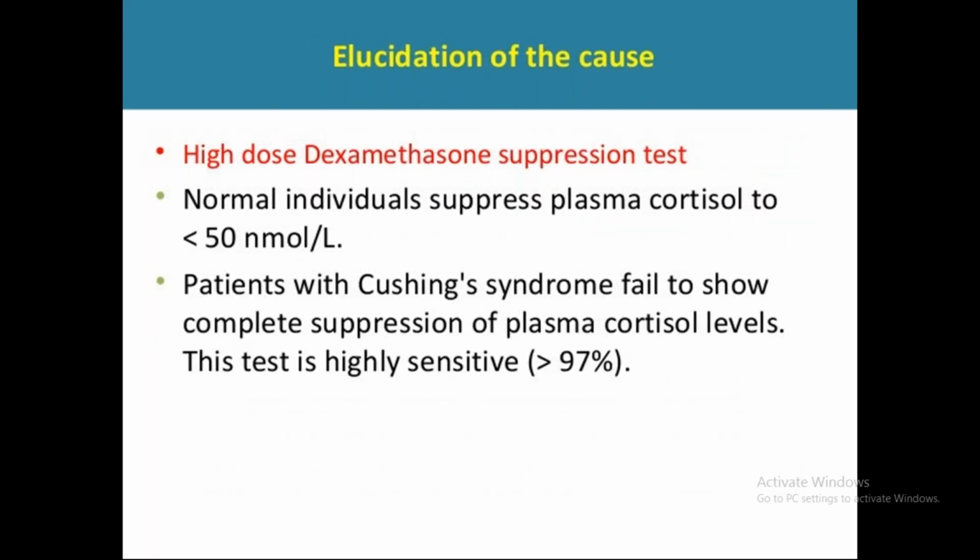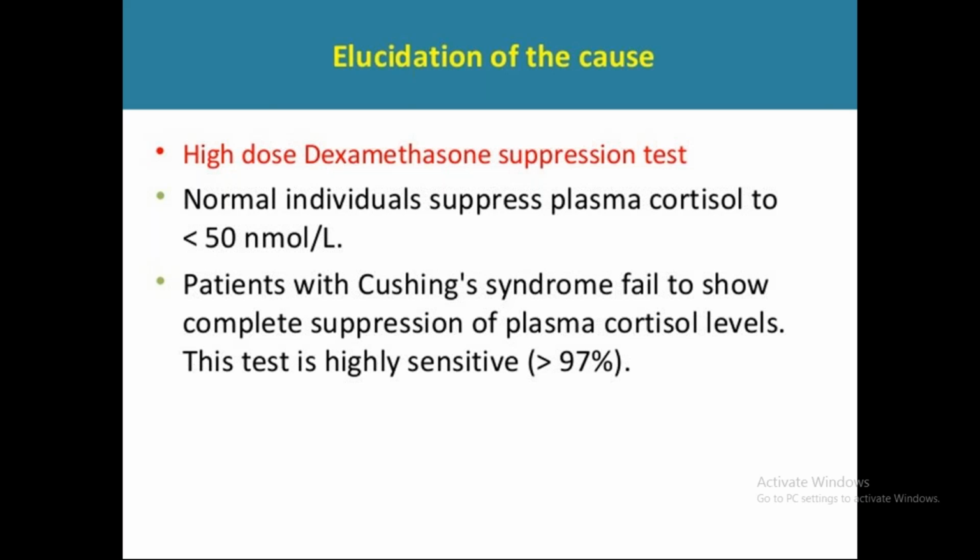Next, if you are not satisfied with the low dose, then a high dose of dexamethasone is feasible. In normal individuals, suppression of cortisol to less than 50 nanomoles per liter takes place, and patients with Cushing syndrome fail to show complete suppression of plasma cortisol level. This test is highly sensitive, 90%.